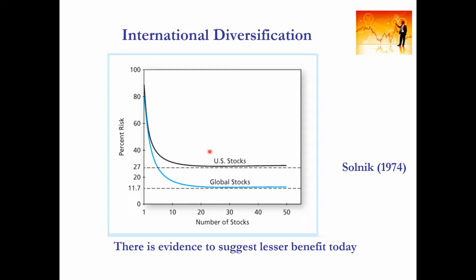So you can see that for a US portfolio, the level of systematic risk is here. However, as we include global stocks in the same portfolio, the systematic risk declines, and now the level of systematic risk is here. So it indicates that as we include more and more stocks from the global market, it not only reduces unsystematic risk, it also reduces systematic risk as the portfolio gets exposure to different markets. The systematic risk reduces because it reduces the exposure to one particular market.